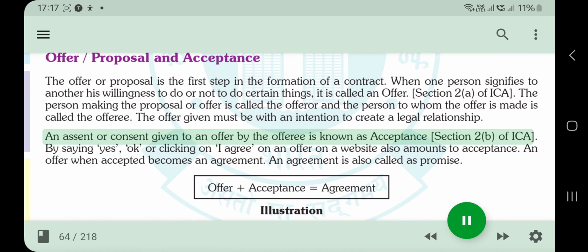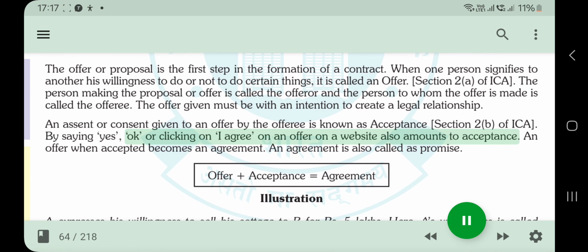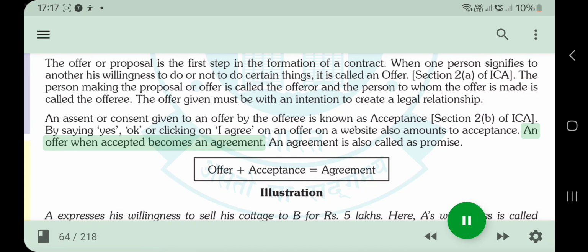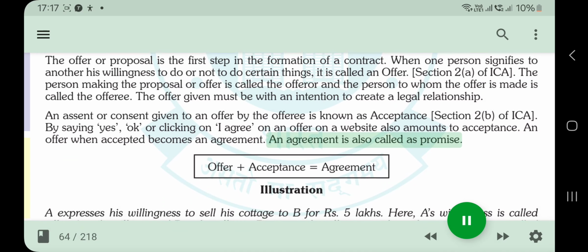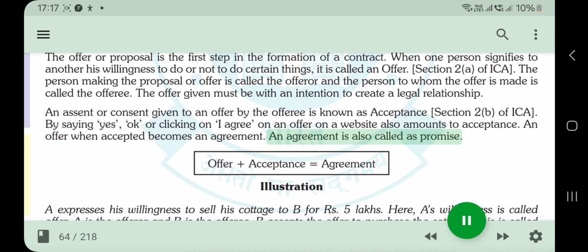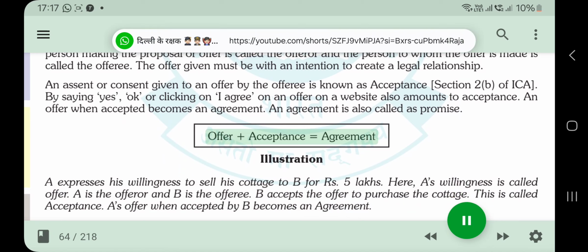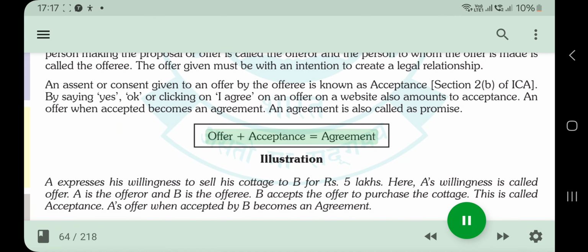An assent or consent given to an offer by the offeree is known as acceptance, Section 2(b) of ICA. By saying yes, okay, or clicking on "I agree" on an offer on a website also amounts to acceptance. An offer when accepted becomes an agreement. An agreement is also called a promise. Offer plus acceptance equals agreement.